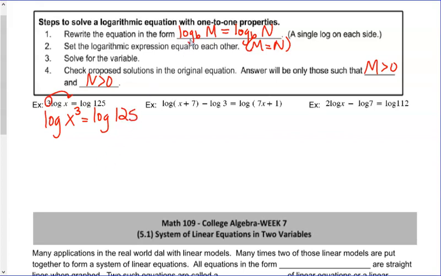So now I have this expression. I have a single log on the left, a single log on the right. Therefore, I'm going to set each one of those expressions equal to each other. Therefore, x cubed has to equal 125.